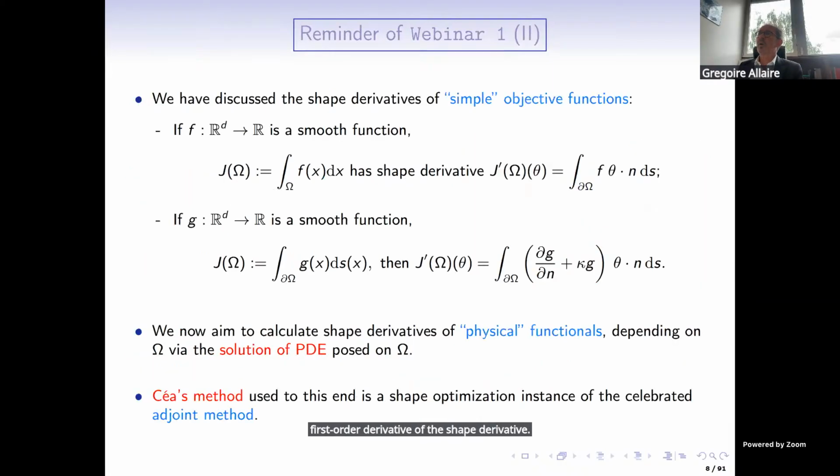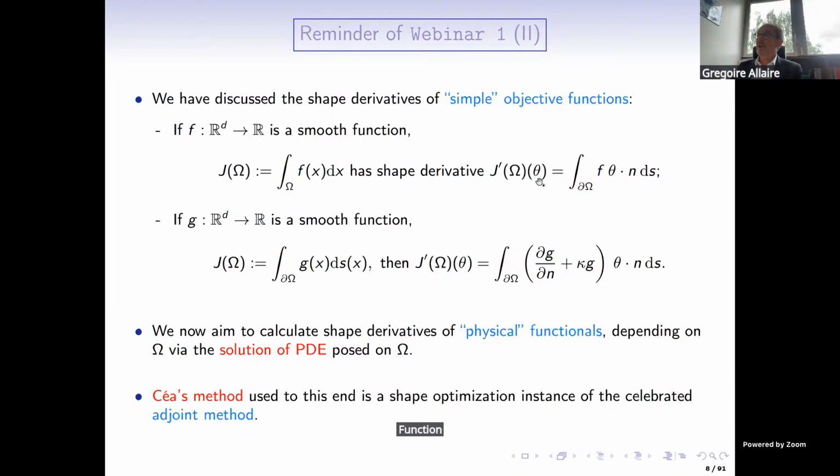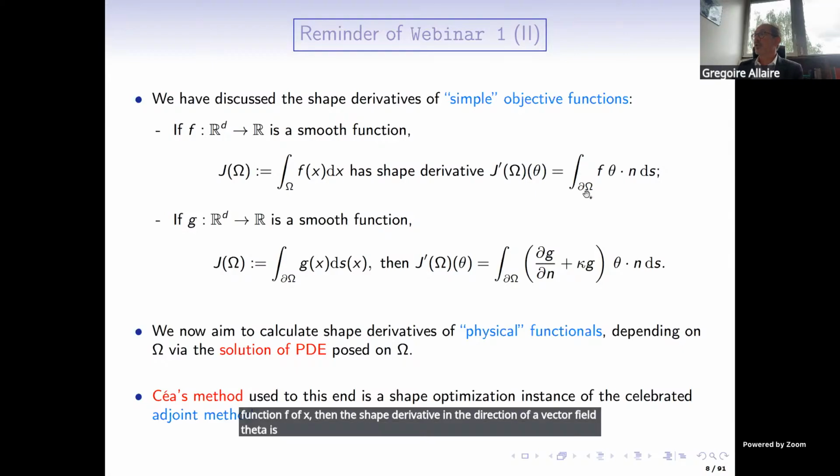So during the first webinar, we've seen 2 very simple objective functions, and actually these are the only 2 examples that you need to remember. From these, you can compute almost all other shape derivatives. So first, if J of omega is simply the integral on the domain omega of a fixed given function f of x, then the shape derivative in the direction of a vector field theta is simply the integral on the boundary of the same function f times the normal component of the vector field theta.